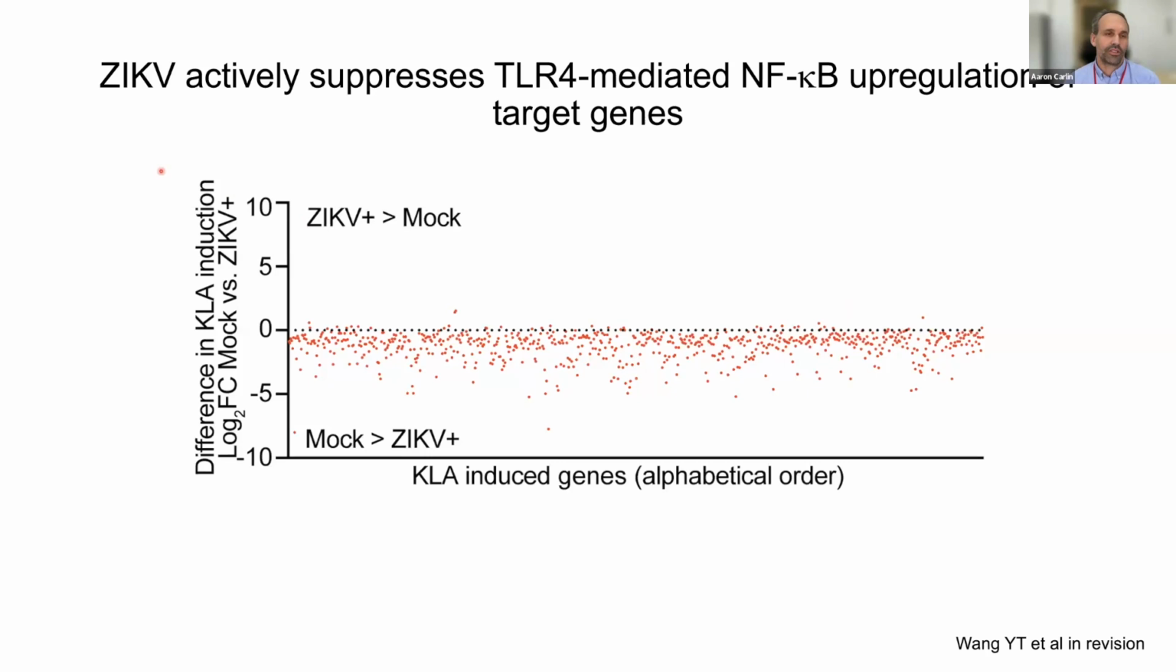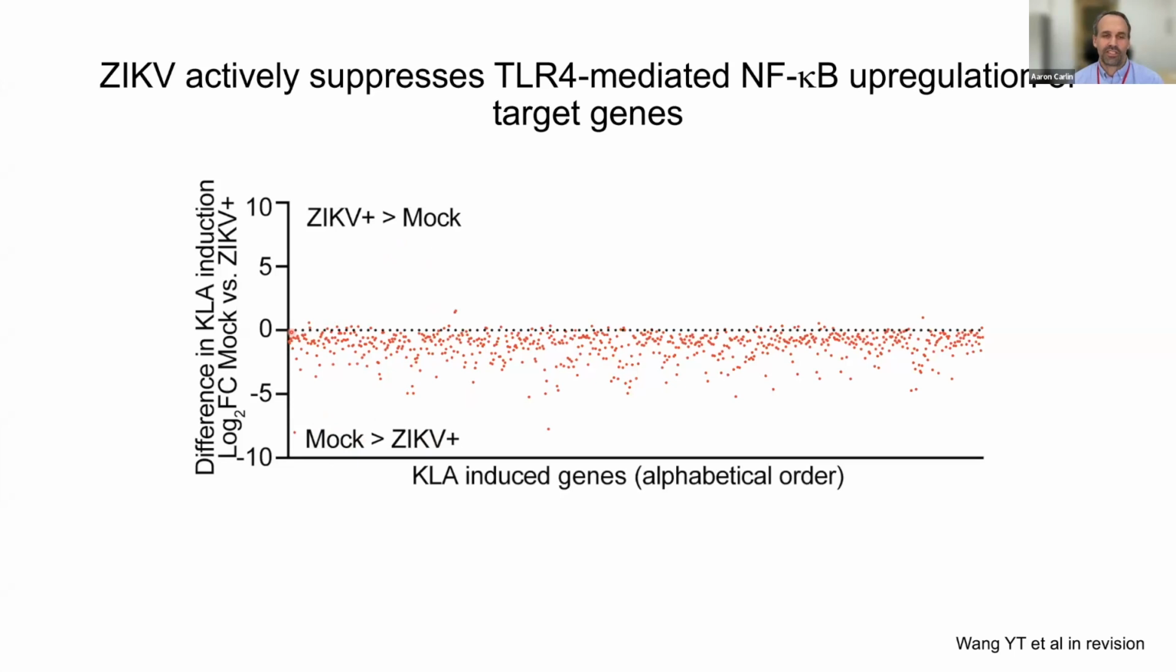Next, we wanted to know whether Zika virus was just lacking activation of P65 or whether it actively suppressed P65. And so we did the following experiment. We took Zika virus infected DCs that were infected for 23 hours, and then we stimulated them with KLA, which is a very selective TLR4 agonist. And then we looked at gene expression 1 hour later. And of the 700 genes that are induced by KLA in a typical DC, we found that the vast majority were stimulated to a much higher degree in mock infected cells than in Zika virus positive cells.